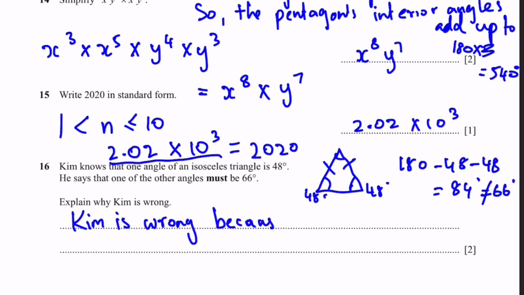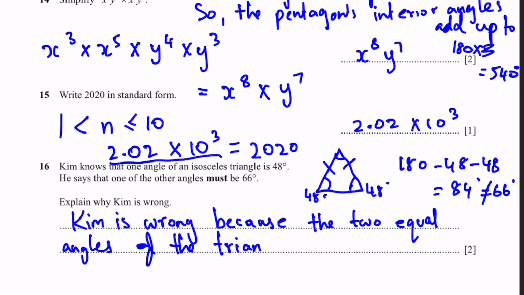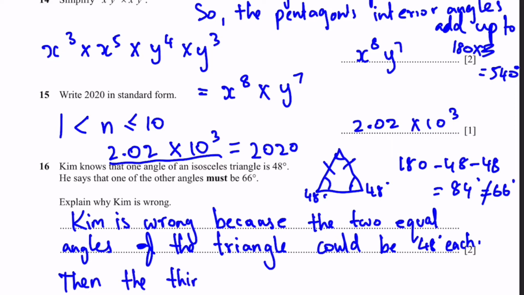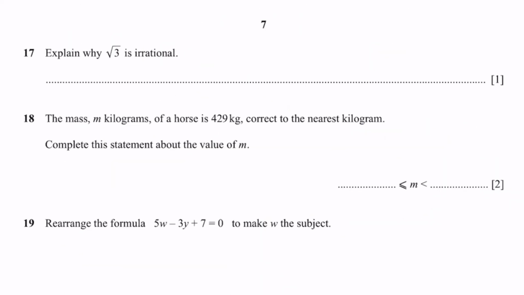So Kim is wrong because the two equal angles of the triangle could be 48 degrees each. Then the third angle is 84 degrees, not 66 degrees. That's the answer.